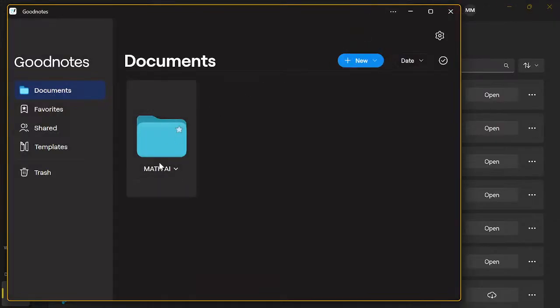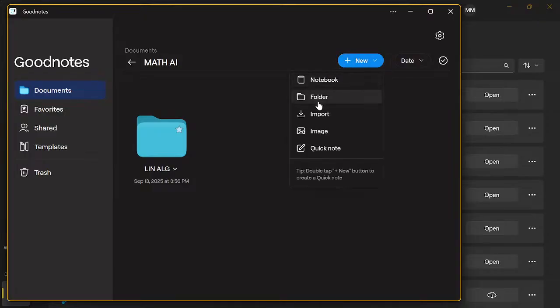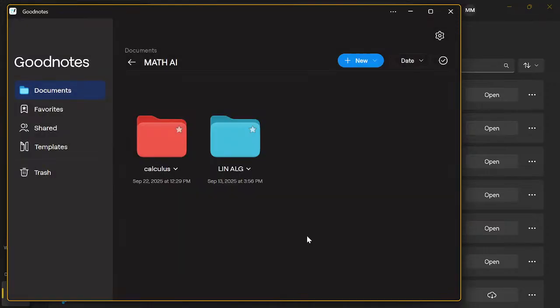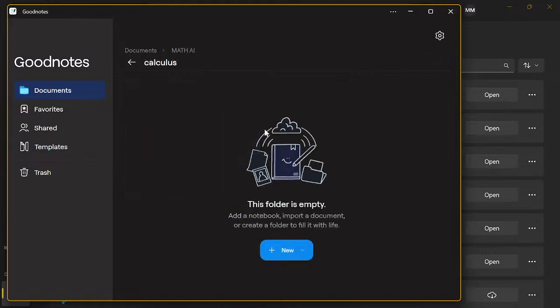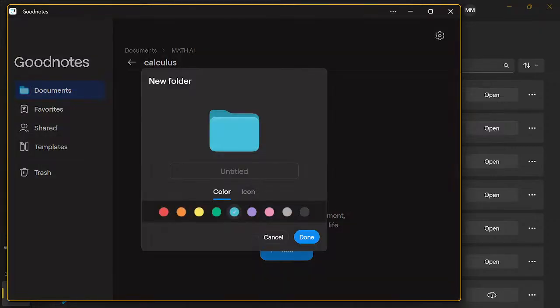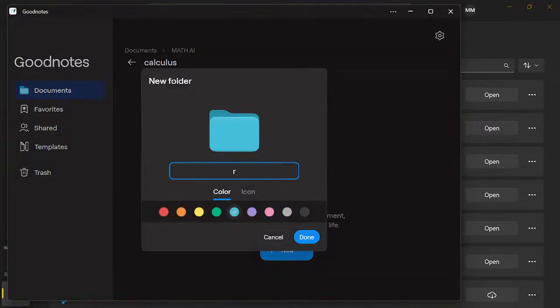Okay. Let's do another one. Call it calculus. What color? This color? Yeah. Okay. Let's do another folder. Name it pre-calc.